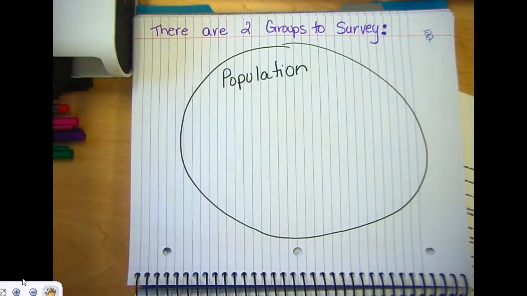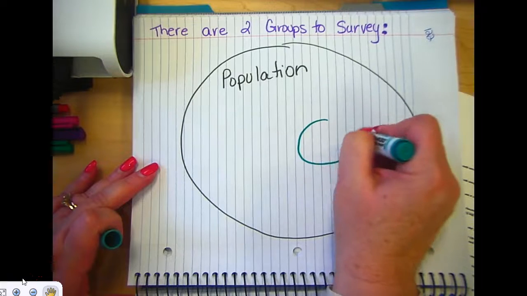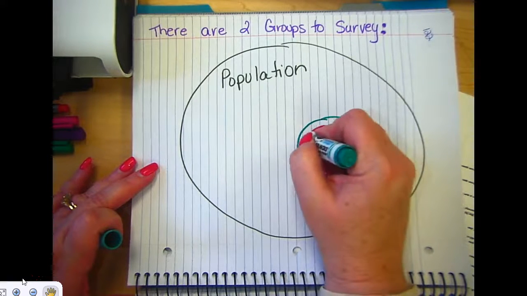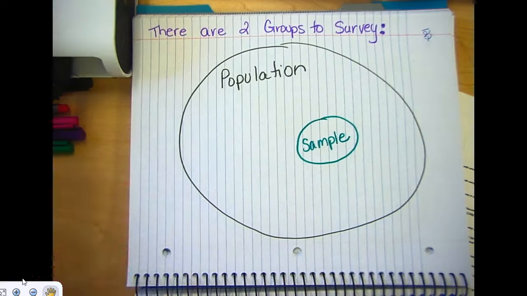So sometimes you can survey the entire population. Sometimes that's a little bit too difficult. So you might take what out of that population? What's that other vocabulary word? A sample. You might take a sample. And that sample should represent the entire population. Right? So if you can't survey everybody, you can go out and you can take just a sample.